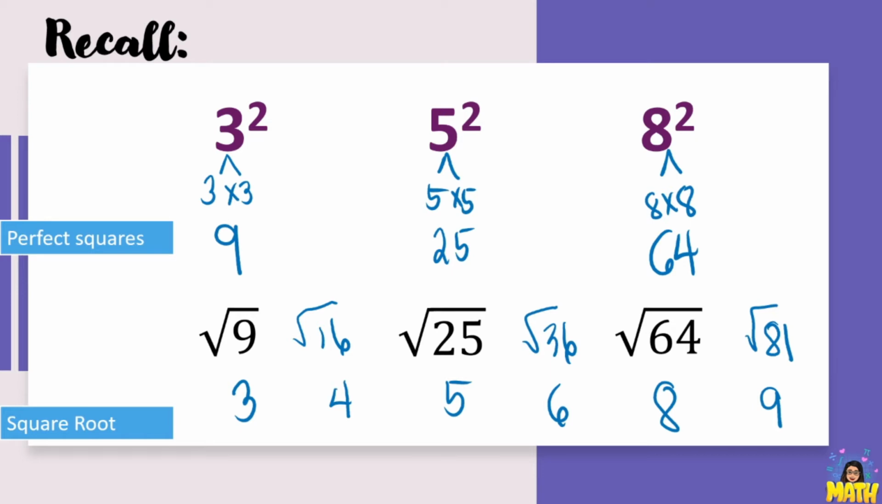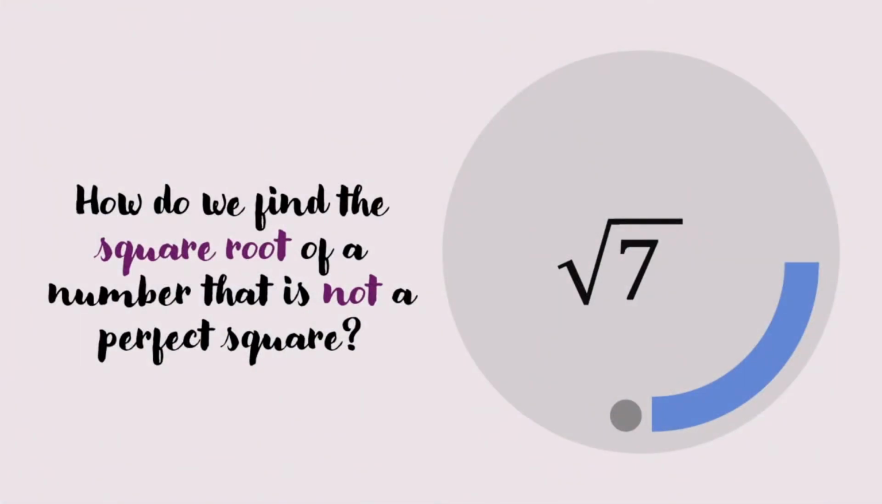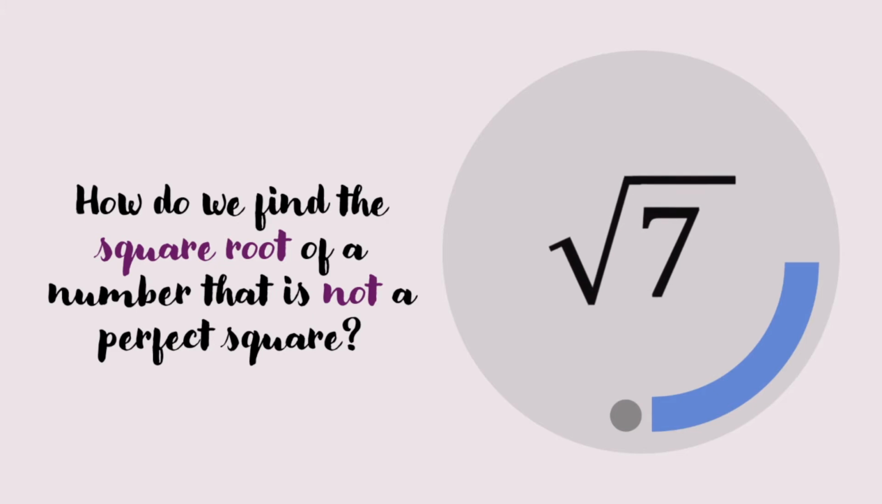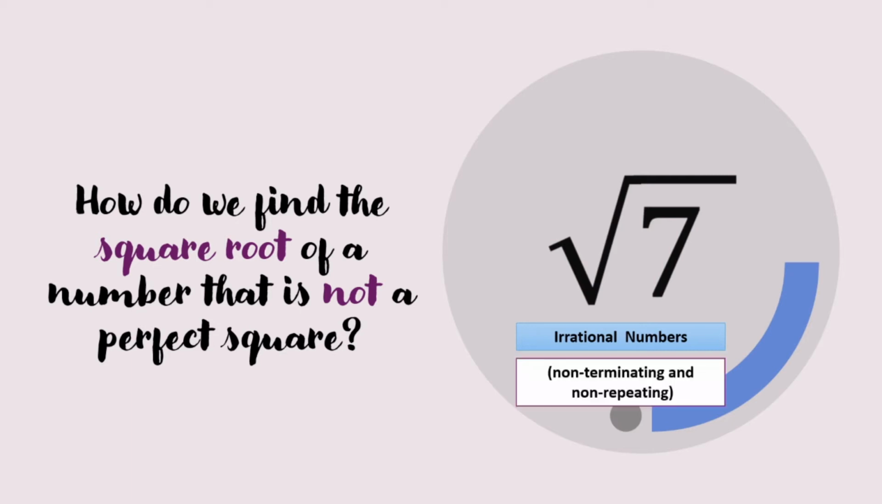But what if a number is not a perfect square? So how do we find the square root of a number that is not a perfect square? Just like square root of 7. Kapag hindi perfect square ang isang number, these are called irrational numbers. And these irrational numbers are non-terminating and non-repeating. Ibig sabihin, hindi natatapos ang digit sa kanyang value at hindi rin paulit-ulit. So it is impossible for us to find the exact value of this without using a calculator.